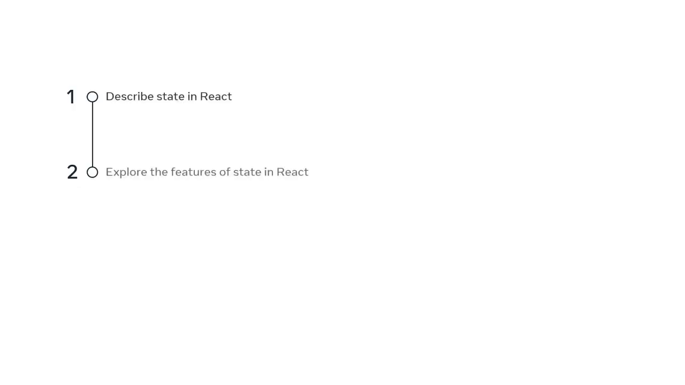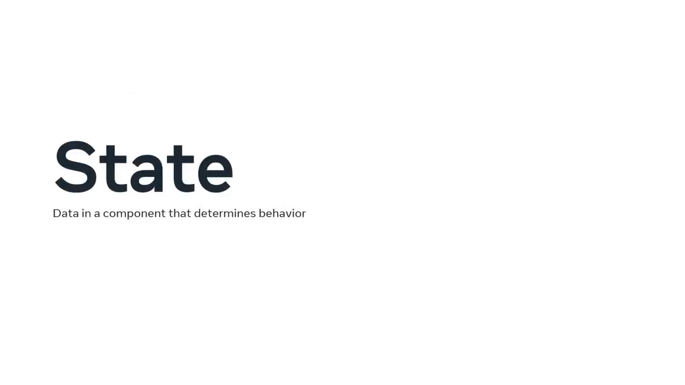By the end of this video, you'll be able to describe what state is in React and why developers use it to control what is displayed in the browser from a component. It helps to think of state as a component's internal data that determines the current behavior of a component. And it's often used to store data that affects the behavior of a component.